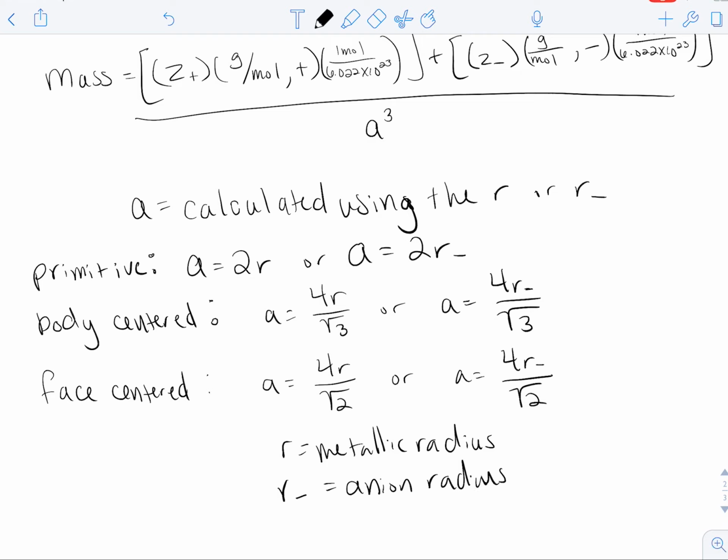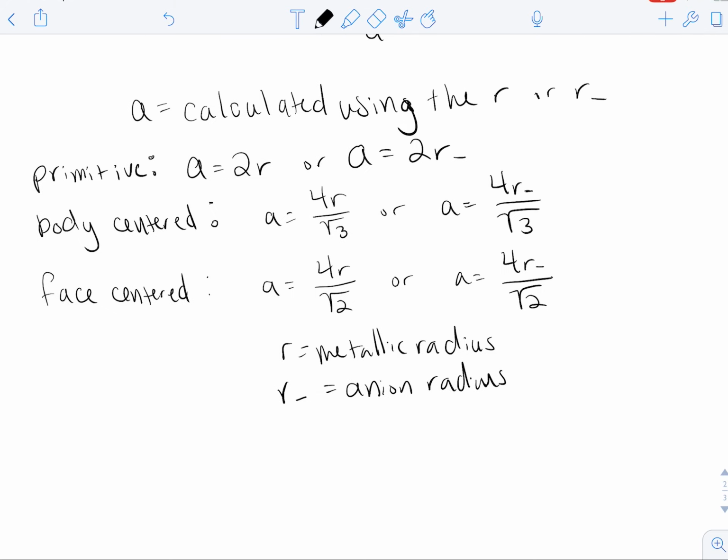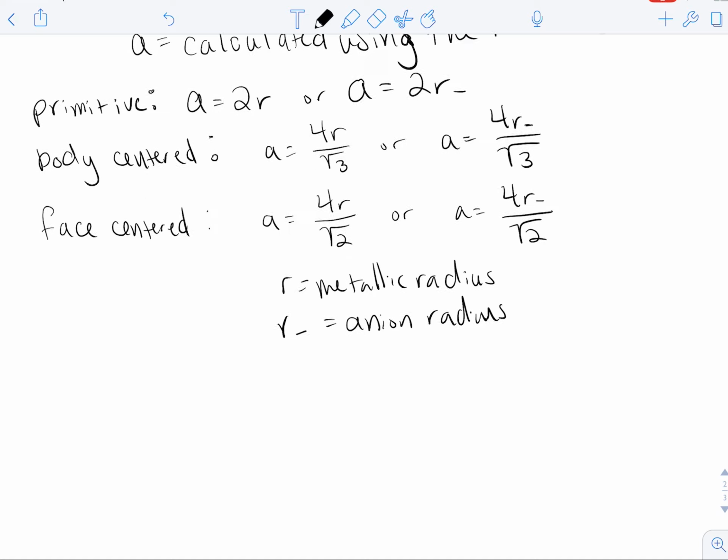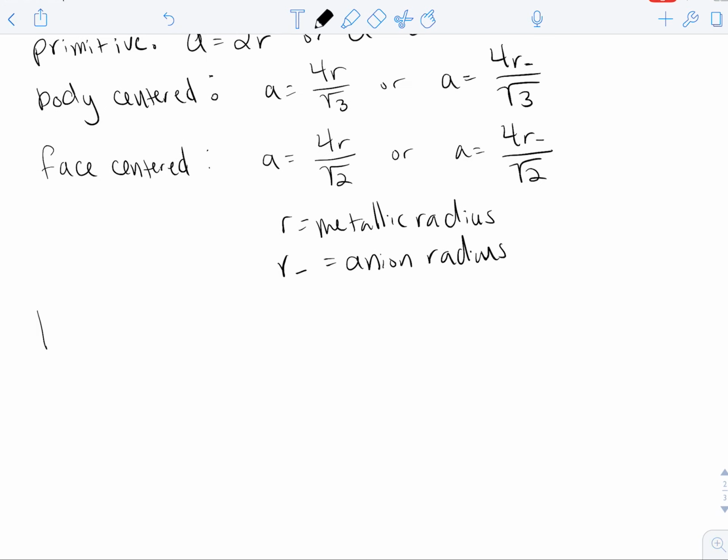Okay. For the relationship between A and R minus, it's not quite as good because with the cations in there, that could cause some expansion of the cell, but just keep in mind that if you need a nitty-gritty way of comparing the two, you can do this. Okay, next we're going to look at packing efficiency.